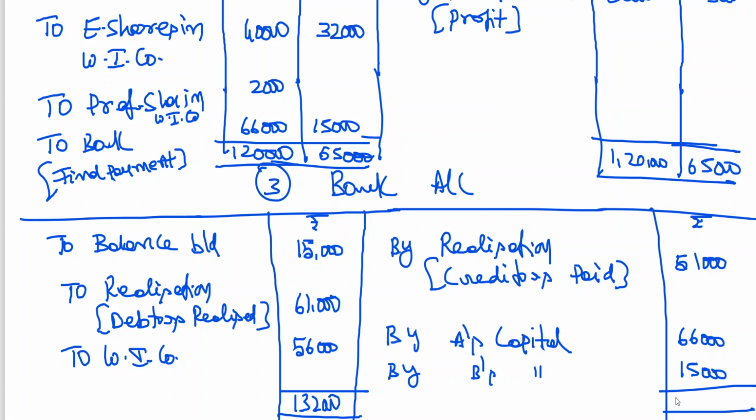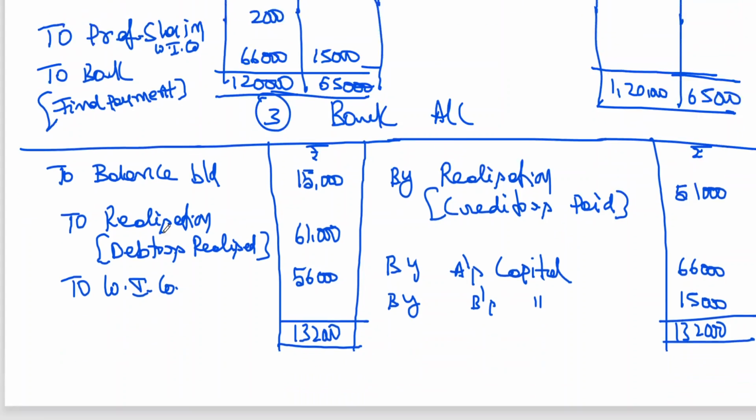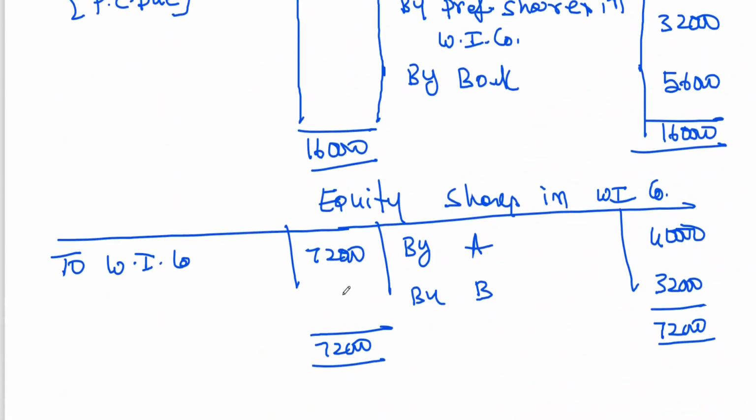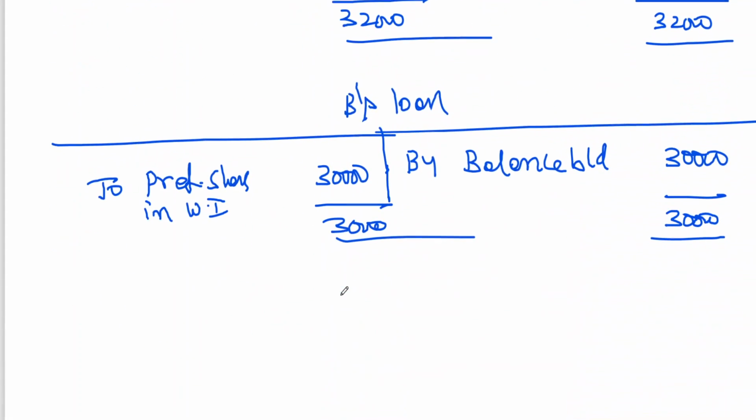I think after making payment, it has to be 0. Let us cross check. Okay, yes, it's closed. So the bank account also has been closed. This account also has been closed, equity shares closed, preference shares closed.